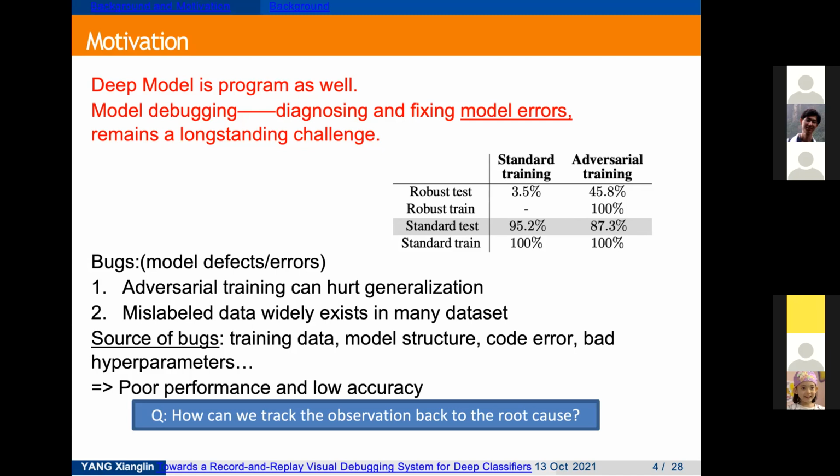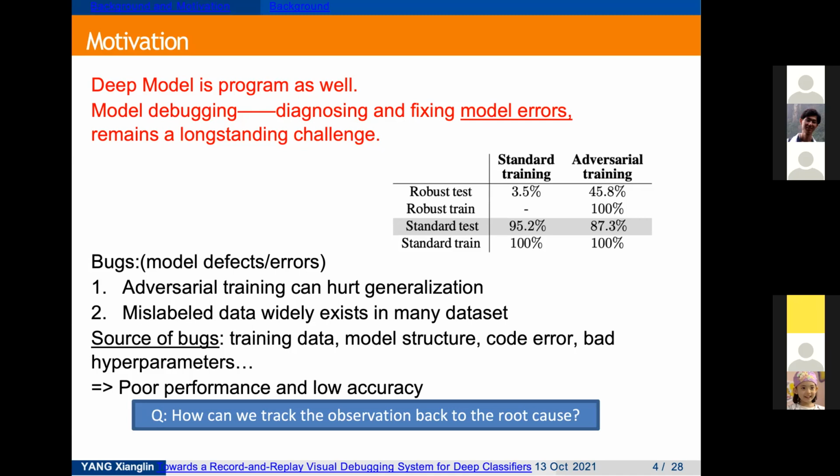The second observation is that mislabeled data widely exists in many data sets. Data is very important for machine learning tasks, but some research even found that there is mislabeled data in some well-known data sets like CIFAR10. Because data is manually labeled and humans could make mistakes, it's a problem.